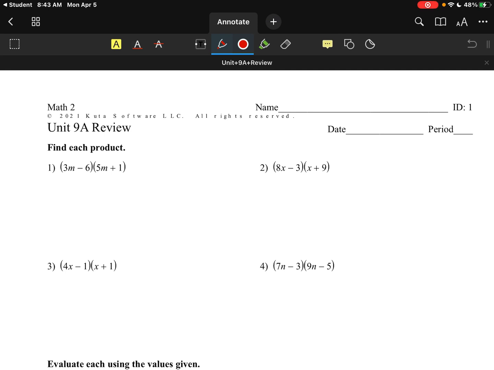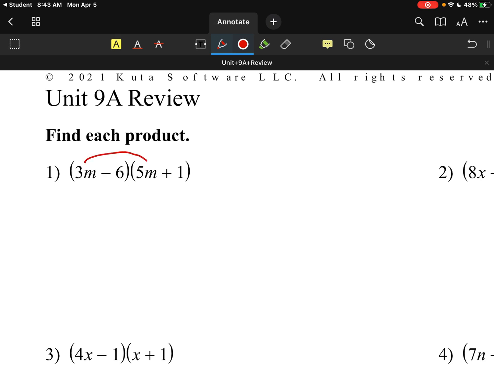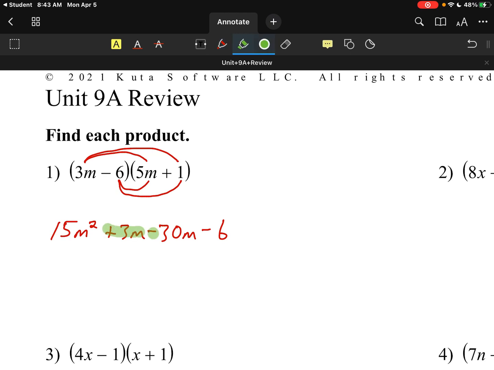Remember, there's two ways to do it. You can either do the rainbows, right? The FOIL: the first times first, the outside terms, the inside terms, and then the last terms. You just multiply everything, and then you add the two m terms. So for this first one, you're going to get 15m squared plus 3m minus 30m minus 6. You add these up right here, and then you get your final answer. So 3 minus 30 is negative 27m minus 6.